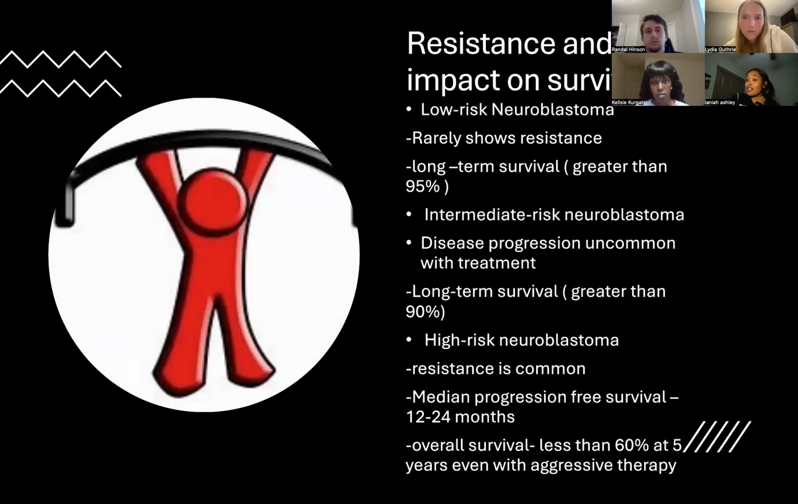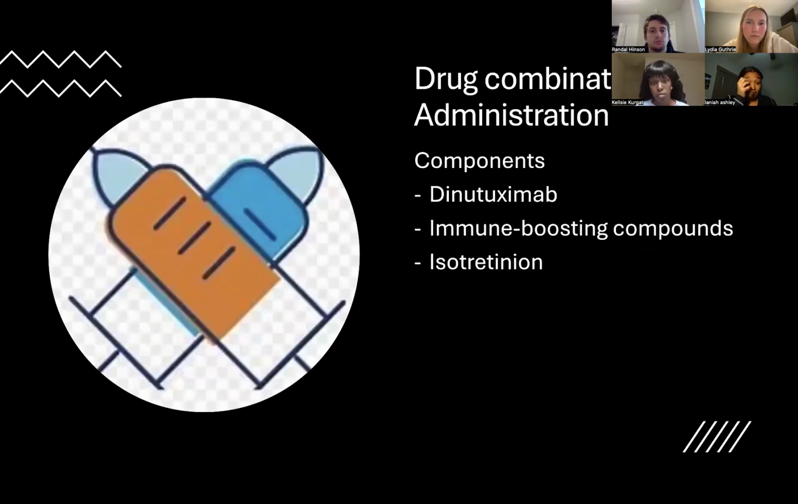When it comes to resistance, high-risk neuroblastoma can become resistant over time, which makes the survival rate more difficult. However, new therapies such as Unituxin and isotretinoin show more promising results. In a recent study, 70% of children receiving this treatment were alive, and 61% showed no evidence of the cancer coming back. And here is just the drug combination: the Unituxin, the immune boosting compounds, and isotretinoin.